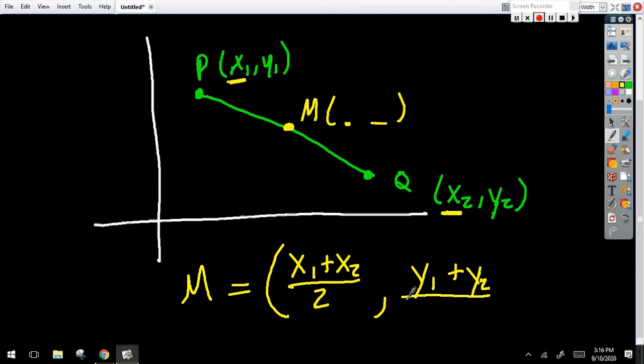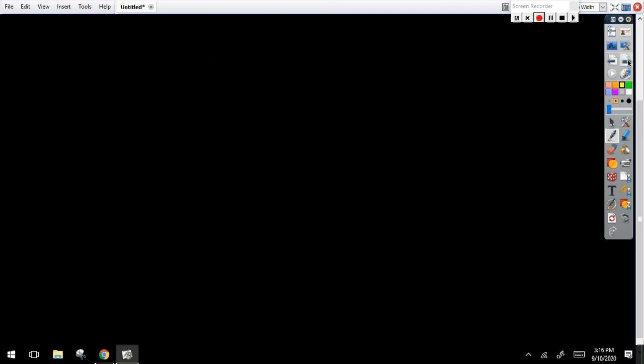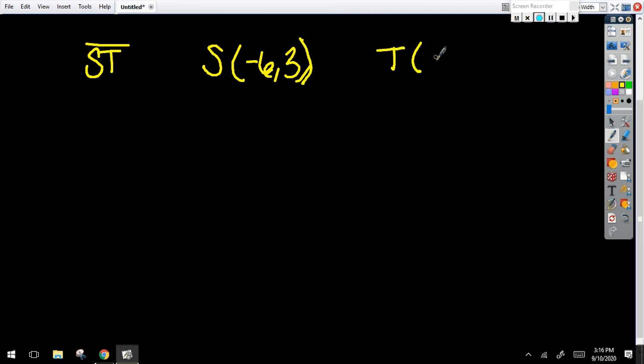So let's do an example together of a coordinate plane midpoint and see what happens. Let's say I have segment ST, and that point S is at -6, 3, and that point T is at 1, 0. I want to find the midpoint of these two points. Again, add the x's together, so -6 plus 1 divided by 2. And for the y portion, I add those y's together, so 3 plus 0 divided by 2.